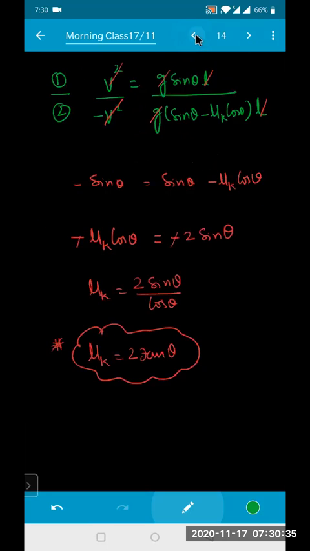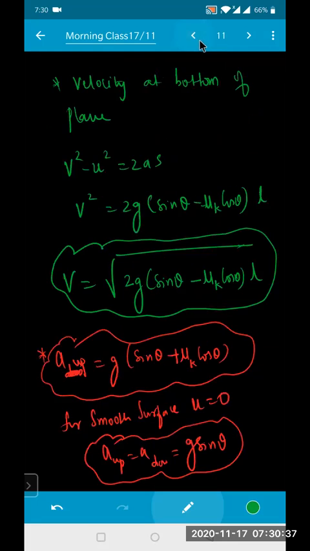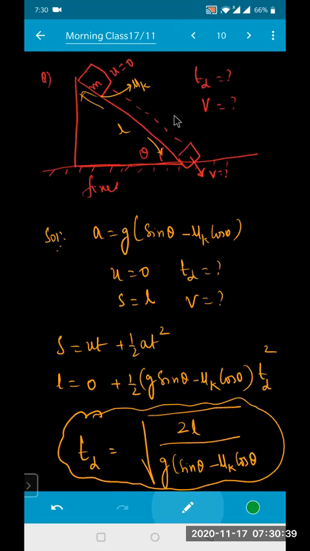Now we already got the time formula. Just right now. So time taken to reach the ground when it is starting from rest, T is equal to how much? 2L by g into sin theta minus mu k cos theta. Isn't it? Yes, sir. If it is smooth, that means you take mu k as 0. That means it will become how much? 2L by g into sin theta. Isn't it?